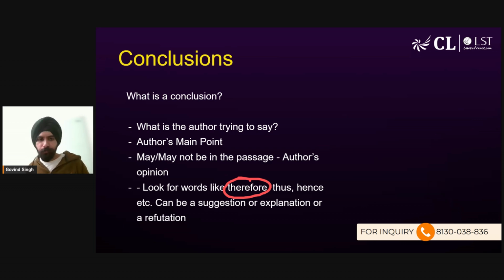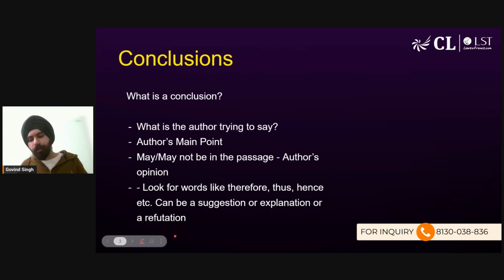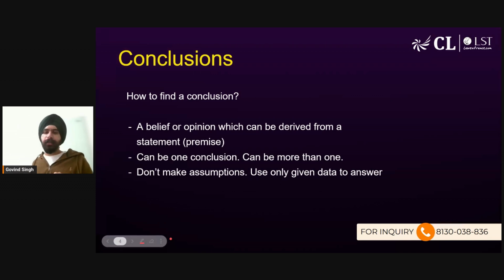So therefore could be one word, thus could be one word, hence could be one word. There are many such words. Given that could be one word, because could be one word, consequently could be one word, since could be one word. So all of these words are indicator words which help you identify premises and conclusions in a particular given passage or a given paragraph. Now they can be a suggestion or explanation or a refutation as well. Okay. Now the next thing is, how do you find a conclusion in a particular given passage or in a given logical argument? There has to be a process to it, right? So let's understand the process.